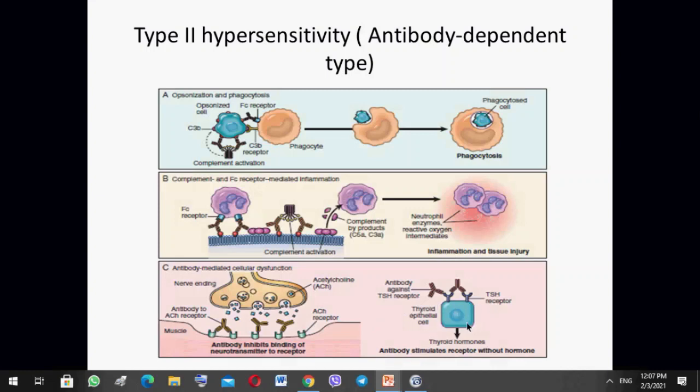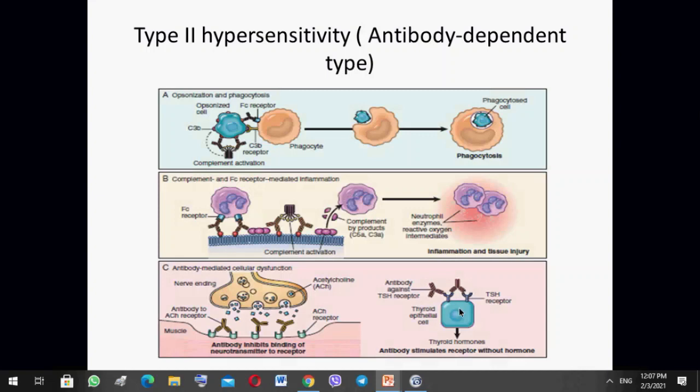The opposite occurs in Graves' disease. In Graves' disease, these are thyroid cells, okay? And these thyroid cells release T3 and T4 in response to TSH hormone, okay? The TSH hormone comes from the pituitary. If we have antibodies against the TSH receptor, but these antibodies stimulate the receptor rather than inhibiting it, the thyroid cells will be continuously stimulated by abnormal antibodies against the TSH receptors.